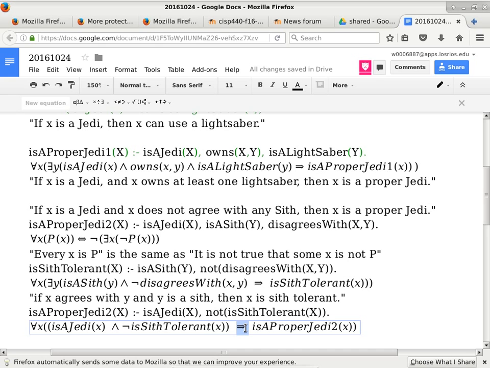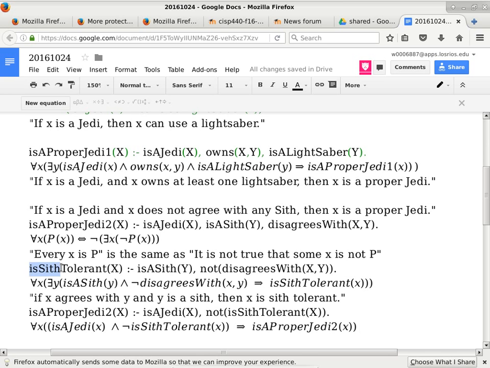No questions? Okay. Well, in that case, let me ask you a question. If I do not state anything about disagreements, like I state who is a Jedi, who is a Sith, but there's no evidence of anyone disagreeing with anybody else, what would that make Jedis? Okay, so we'll do it step by step.